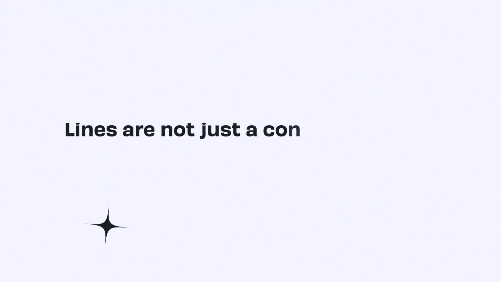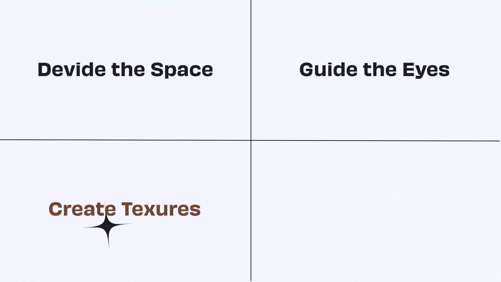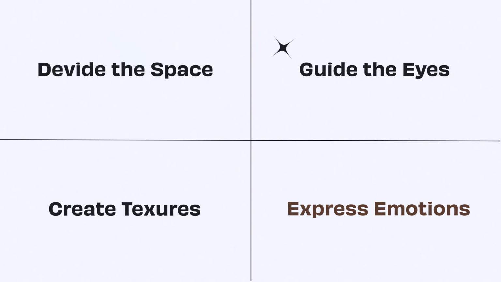So lines are not just a continuous mark connecting 2 points. It can divide the space, it can guide the eyes, it can create textures, and also it can express emotions. So basically lines are invisible messengers silently telling the viewer how to read a design. So next time you start designing, don't overlook this powerful little element.